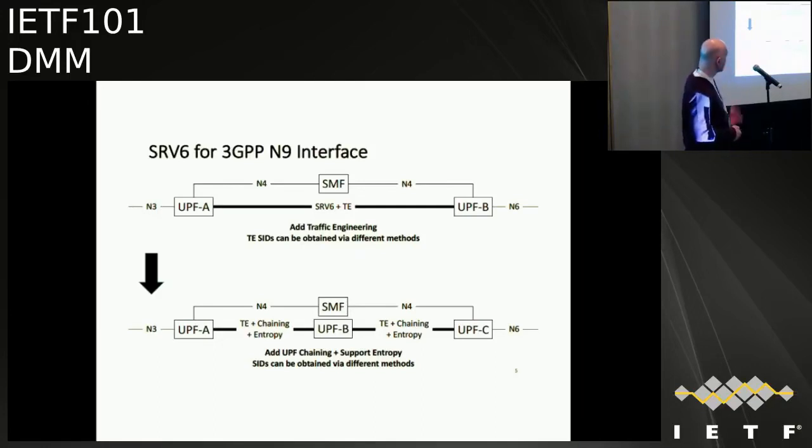The question is, how are we going to obtain these SIDs? There are different values and different options that we have in terms of obtaining those things. SMF can be involved or it cannot be involved, or a third party can be involved. So there are all sorts of different options that we can use to obtain the SIDs for traffic engineering, entropy, and service chain.